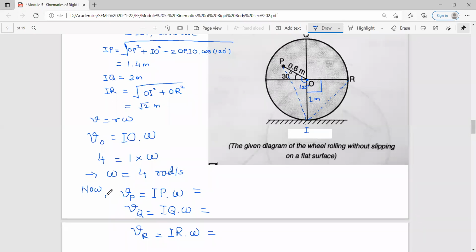Similarly, here we are calculating velocity of point P. So what is the radius of point P? The radius of point P is the distance between P and center of rotation I. So we will take IP. IP is the radius of point P. I hope you got the answer. Tell me the values.